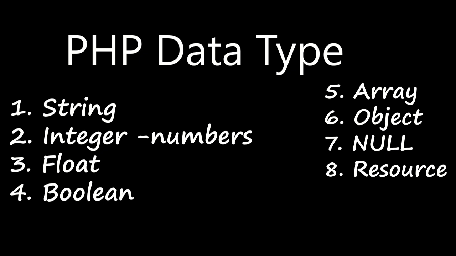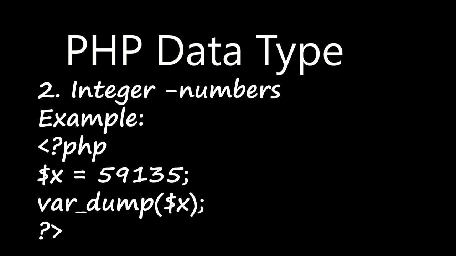Integer means any non-decimal numbers. Integer is a data type which contains non-decimal numbers. Here, if you see, they have given 59135. This is an integer and we are giving the x variable the value 59135. Here, this function defines and returns the structured information about the variables in PHP.